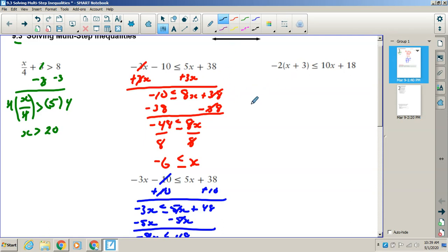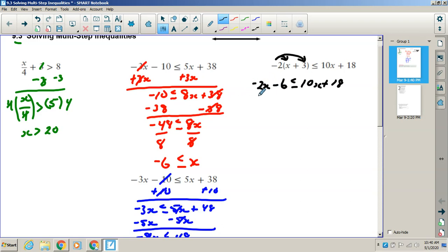And we'll try the third one here. Again, we've got a negative 2 up front of this set of brackets, which has x plus 3 inside, less than or equal to 10x plus 18. So first thing, again, I have to do distributive property. I'm going to take this negative 2 and multiply it by everything inside the bracket. So negative 2 times x gives me negative 2x. Negative 2 times 3, I write that as minus 6, less than or equal to 10x plus 18 on the right-hand side.